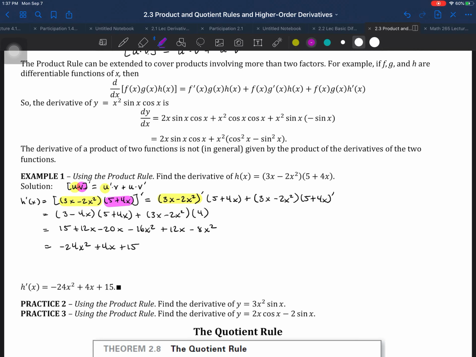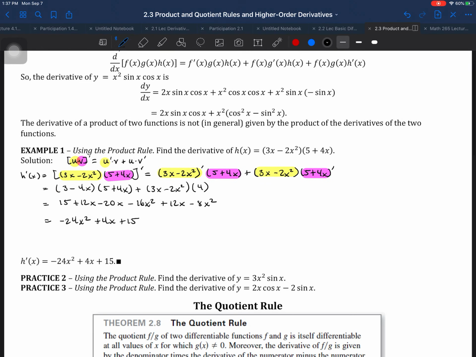And then times v, this is the original v, right? It doesn't have a prime, so I'm just going to leave it in the original form, followed by the plus, and then followed by again the original function u, and then followed by the derivative of v. So you see here the derivative, and I put this prime there to tell me that I'm taking the derivative of that. So that's a nice setup for us to be able to follow.